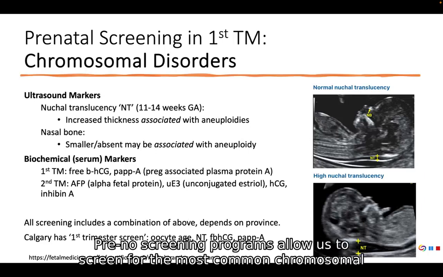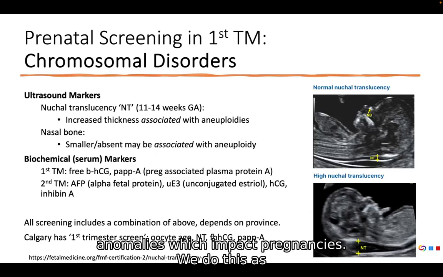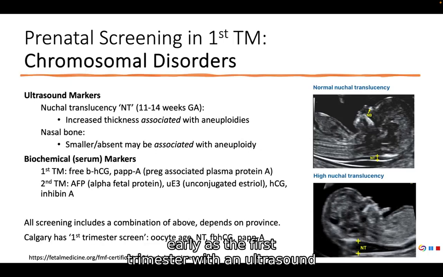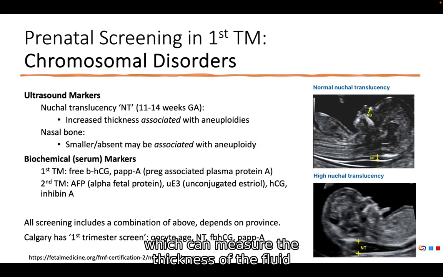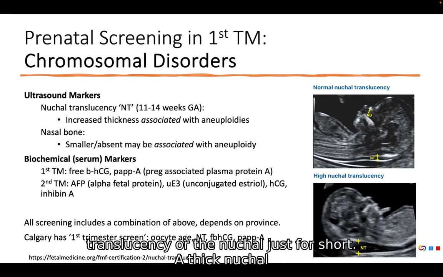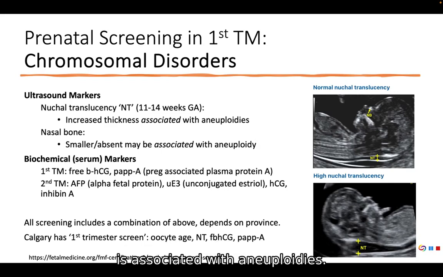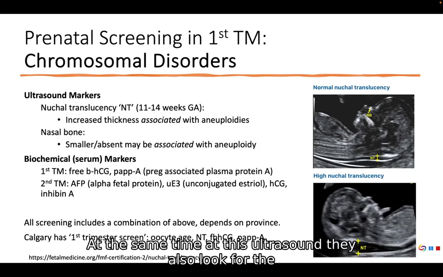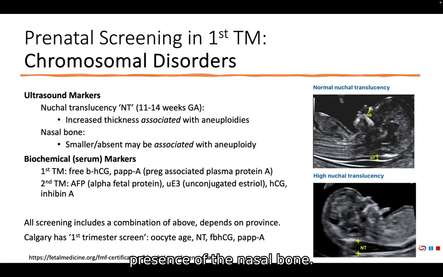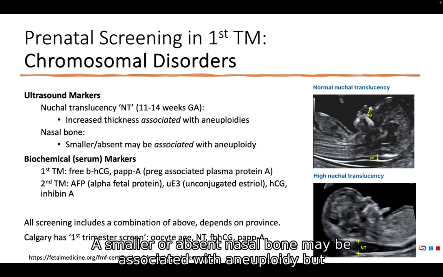Prenatal screening programs allow us to screen for the most common chromosomal anomalies which impact pregnancies. We do this as early as the first trimester with an ultrasound, which can measure the thickness of the fluid behind the fetal neck. This is called the nuchal translucency, or the nuchal, for short. A thick nuchal is associated with aneuploidies. At the same time, at this ultrasound, they also look for the presence of the nasal bone.